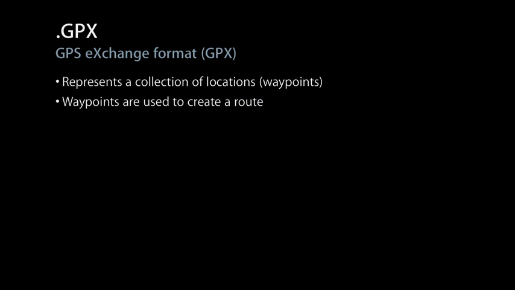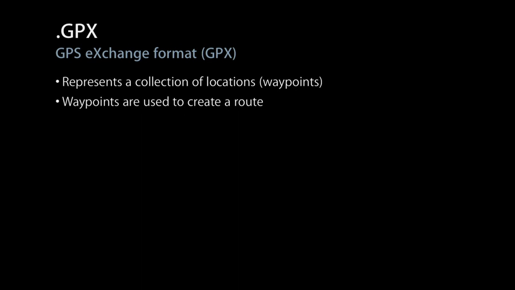Now, earlier I mentioned that you can simulate routes with GPX files. But what is a GPX file? Well, GPX stands for GPS Exchange Format. And this is an open standard, and it's an XML-based file that represents a collection of locations known as waypoints. This collection of locations, or waypoints, can create a route that you can simulate in Xcode and the simulator.